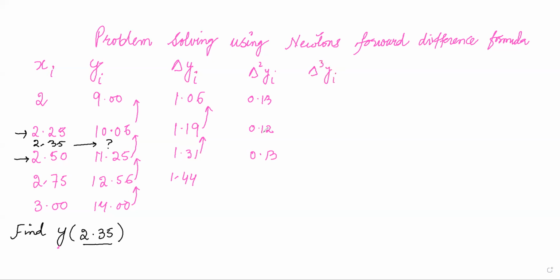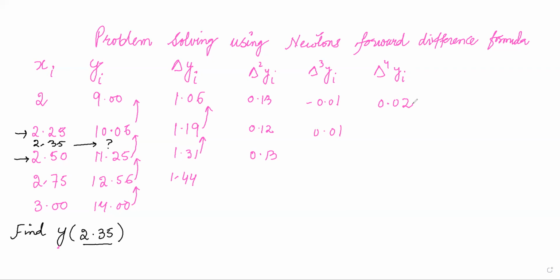That is 0.12 minus 0.13, that's minus 0.01. 0.13 minus 0.12, that is 0.01. And the fourth difference, delta 4 yi, will be 0.01 minus minus 0.01, that's equal to 0.02. This completes our forward difference table. Now we will use the formula.